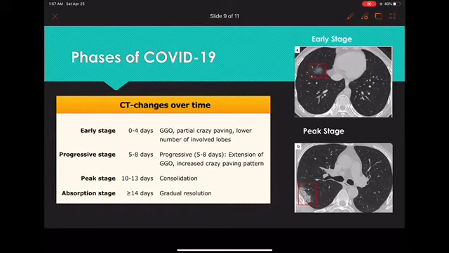Then to the peak stage, which I also have a picture of right here, 10 to 13 days, and we have consolidation that occurs. As you can see in the rectangle portion, we can see the consolidation right there. Then finally the absorption stage, which is more than or equal to 14 days, which is gradual resolution, so hopefully the patient will become better and better.